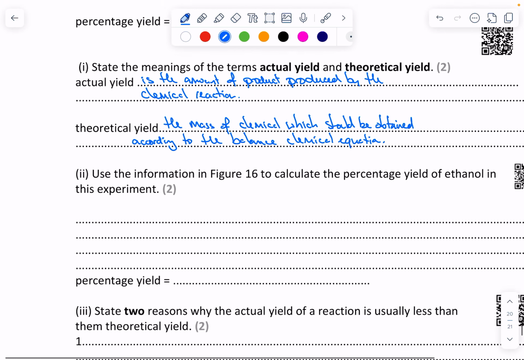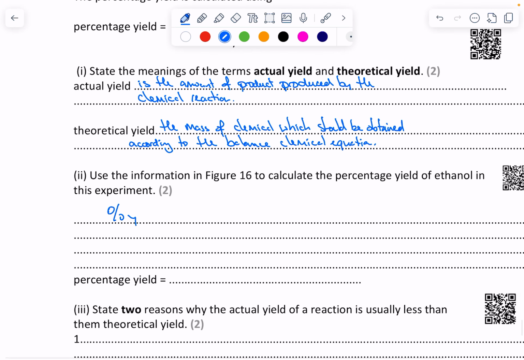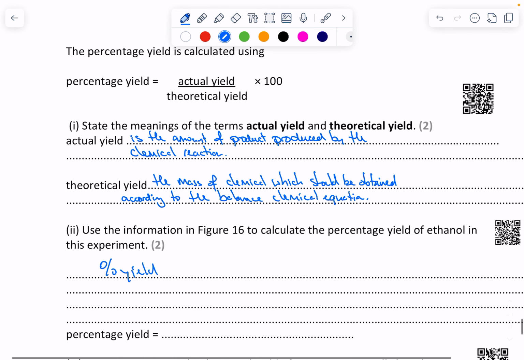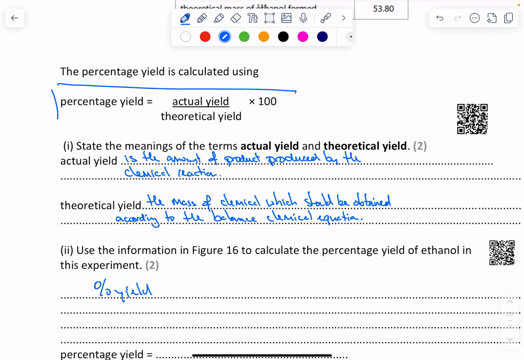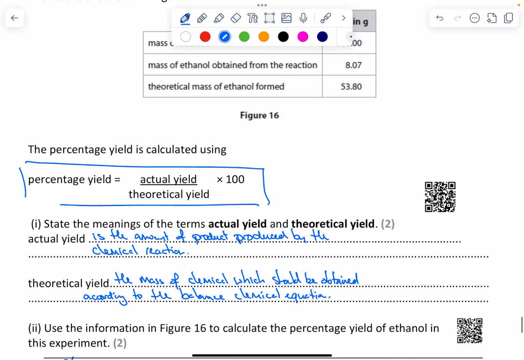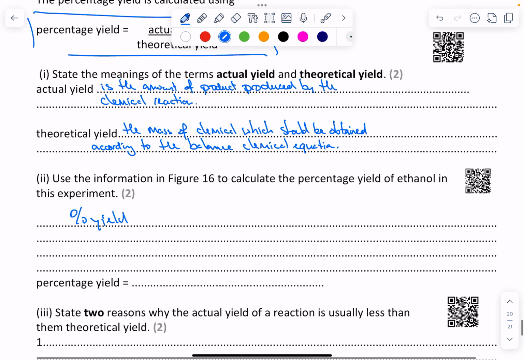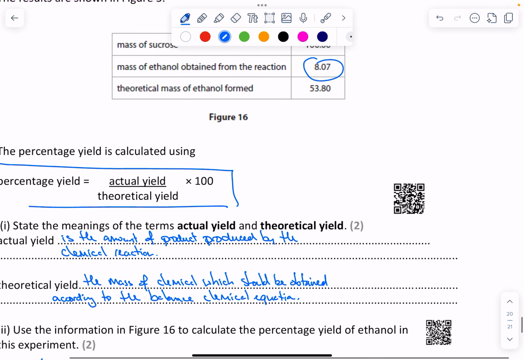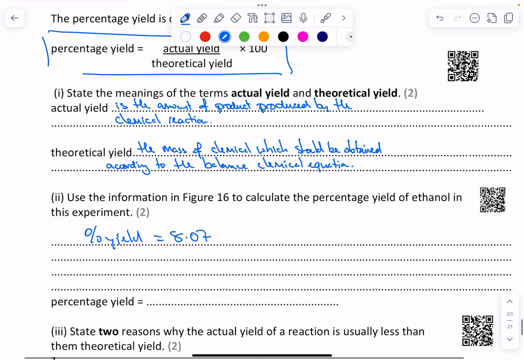Use the information to calculate percentage yield. So percentage yield, and here they've tried to help us. They've given us the equation, so it's the actual. So the actual in here is 8.07. The theoretical is this 53.08, and then we multiply the whole thing by 100.